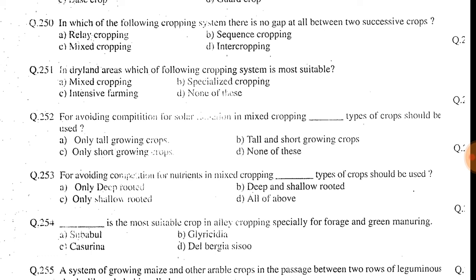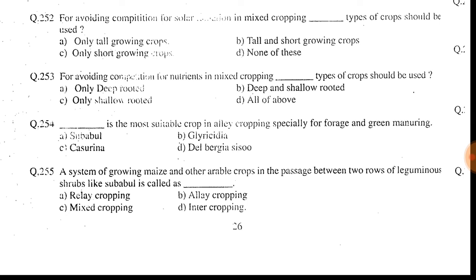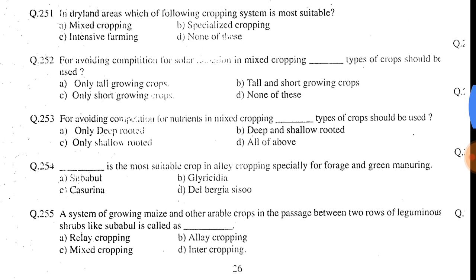254. Which is the most suitable species in alley cropping for forage and green manuring? Subabul is the most suitable crop in alley cropping for forage and green manuring. 255. A system of growing maize and other arable crops in the passage between two rows of legume shrubs like subabul is called alley cropping.